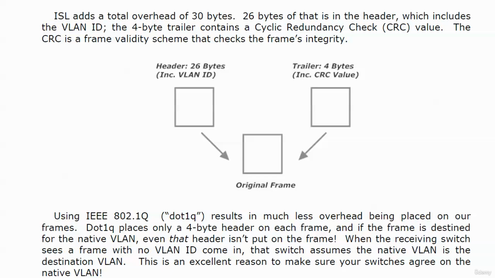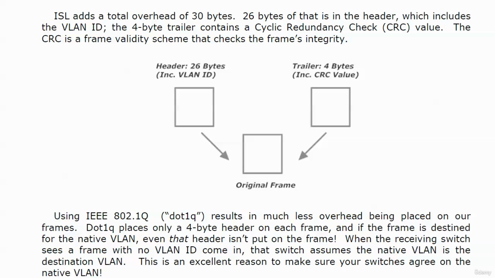especially when it gets compared to IEEE 802.1Q, which thankfully we just refer to as Dot1Q. That results in much less overhead. Using Dot1Q, that is, results in much less overhead being placed on our frames. And in turn, what does that do? It lessens the workload on the sending switch, it lessens the workload on the receiving switch, and it saves a little bit of bandwidth. Because Dot1Q only places a 4-byte header on each frame.